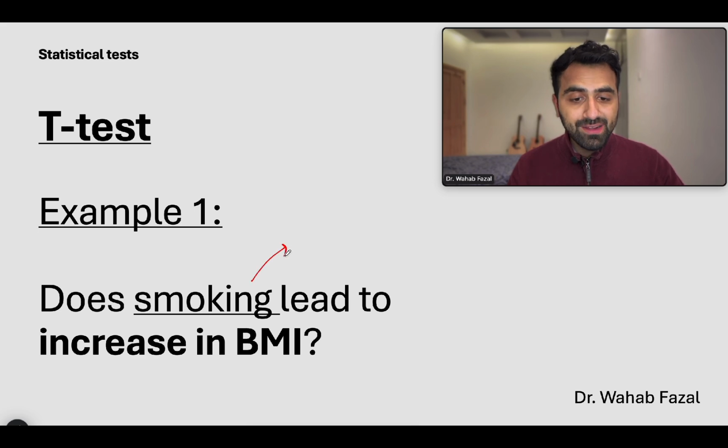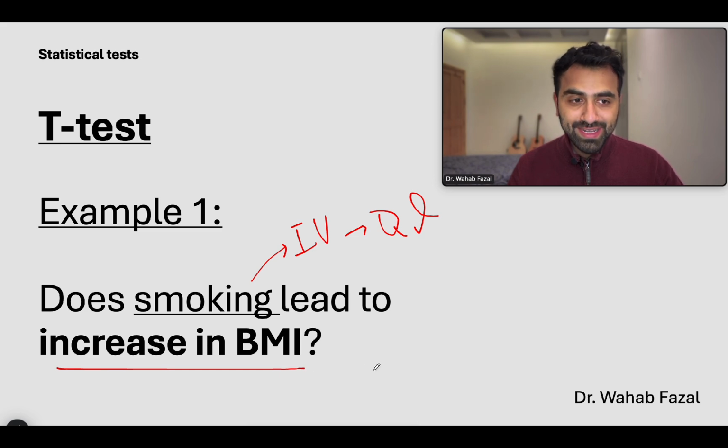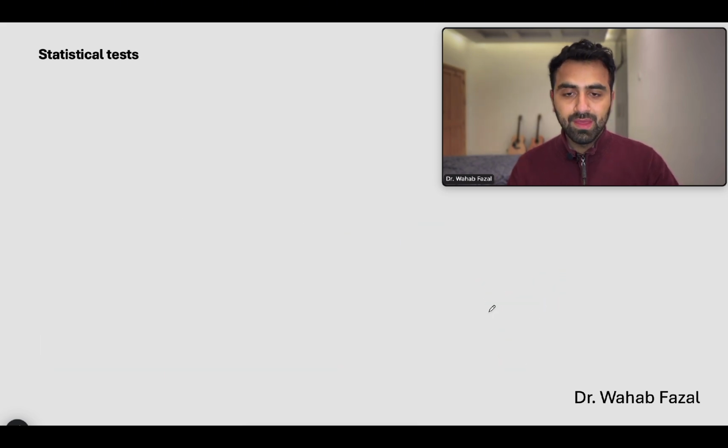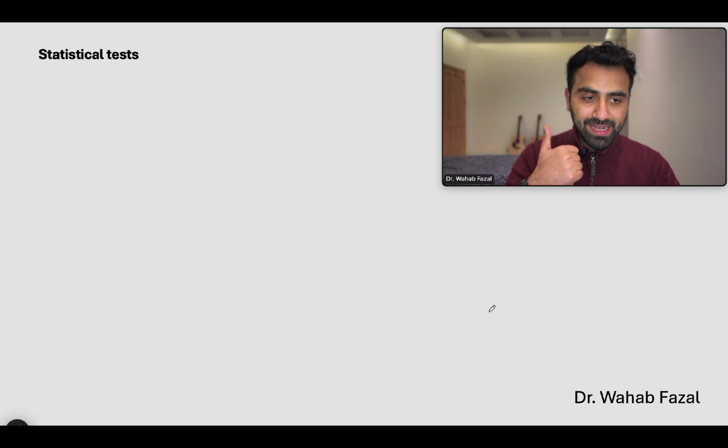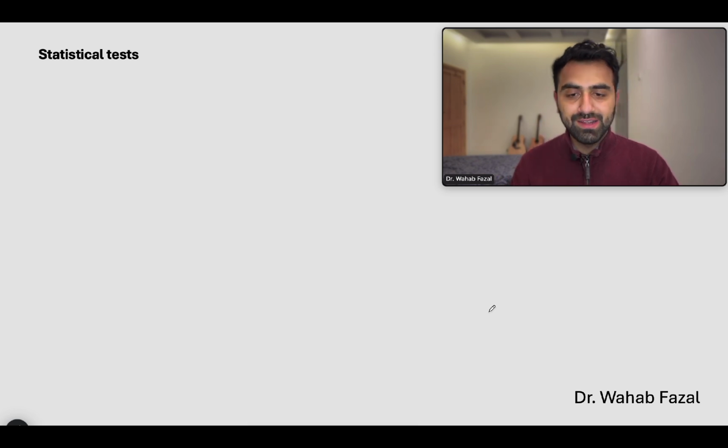So the independent variable here is smoking. And is smoking a qualitative or a quantitative variable? It's a qualitative variable. Great. Increase in BMI, is that a quantitative or a qualitative variable? It's a quantitative variable and it is the dependent variable here. Great. Now we have a qualitative independent variable and a quantitative dependent variable.